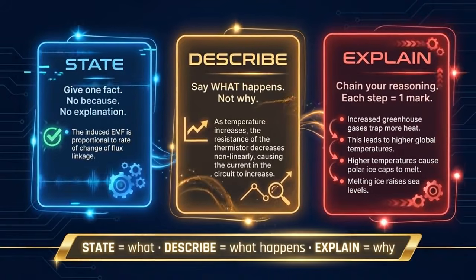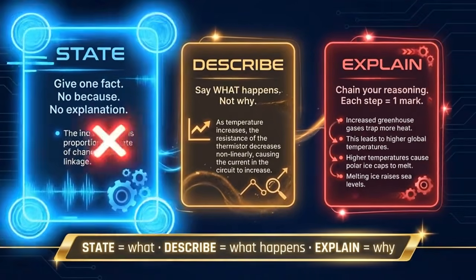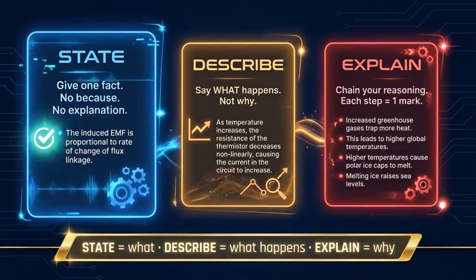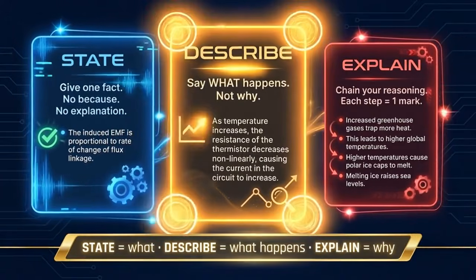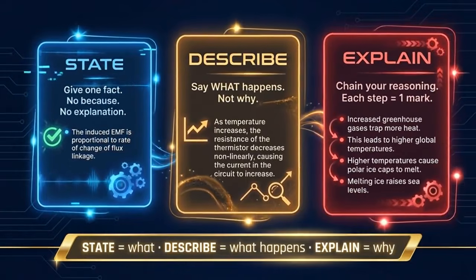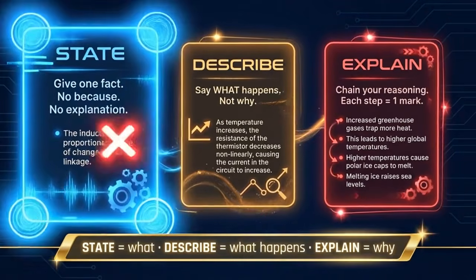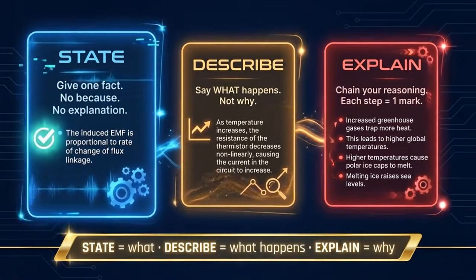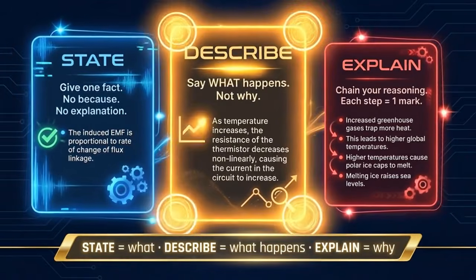Nothing more. Describe means say what happens, not why. For a graph, state the shape, key values and behavior at limits. For a process, say what happens step by step in sequence. Do not explain the cause the moment you write because, in a describe answer, you are wasting time for 0 marks.